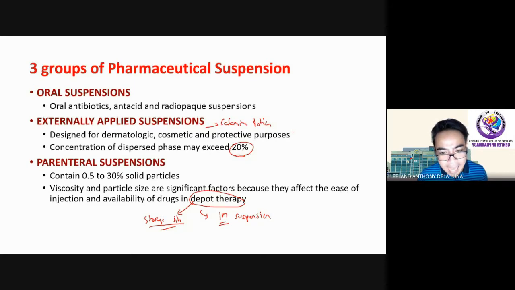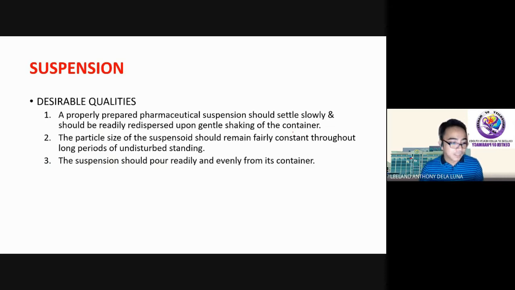Alright? Normally, class, ang examples ng mga gamot na ginagamit as this would be antipsychotic drugs. Okay, pwede yun. Right? And others. Antibiotics, pwede rin naman. Now, what are the desirable qualities of a suspension? So basically, class, a suspension should settle slowly. Okay, mabagal lang siya. Hindi siya ganun kabilis mag-settle down. Okay, and it's readily redispersed upon gentle shaking. Okay, so dapat konting alog lang, mag-redisperse na agad yung ating suspension. So the particle size of the suspension should remain fairly constant throughout long periods of undisturbed standing.